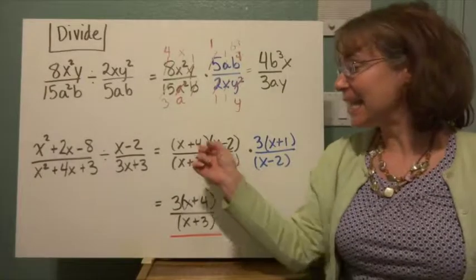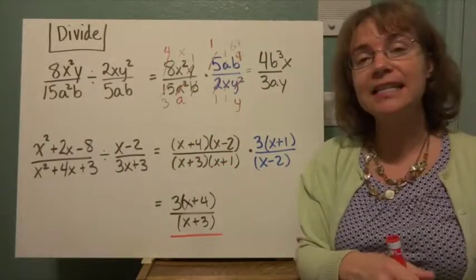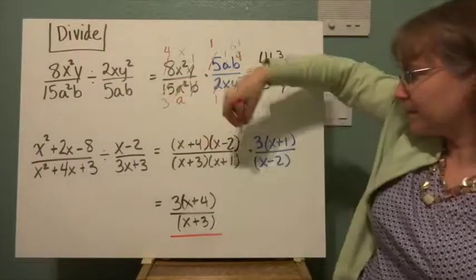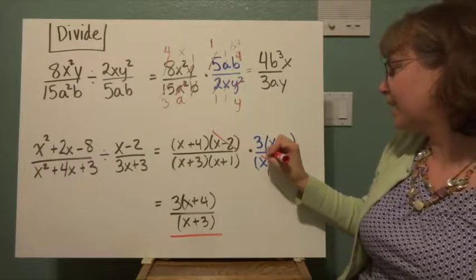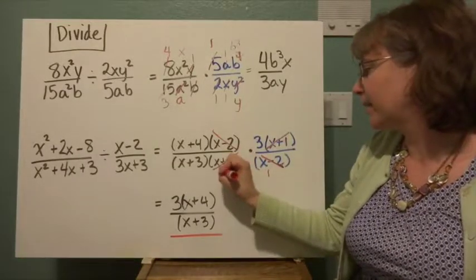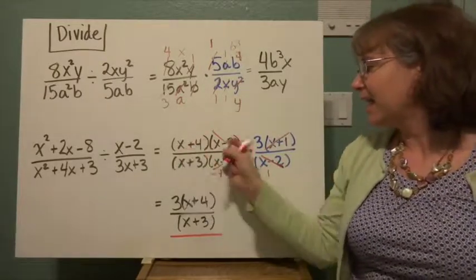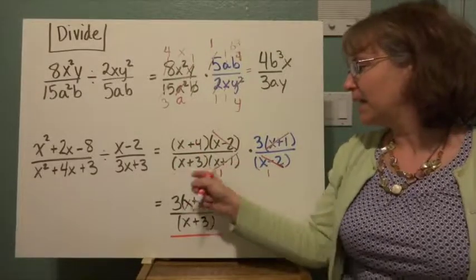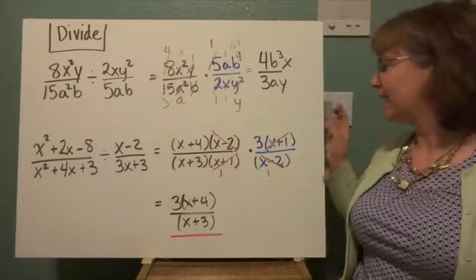Now I can see I have some common factors in my numerator and denominator, so I'm going to see if I can make some fancy ones. So I have x minus 2 over x minus 2, and that's just going to give me a 1. And I have x plus 1 over x plus 1, and that's going to give me a 1. And then I have left 3 times x plus 4, and in the denominator I have x plus 3. And I've got it.